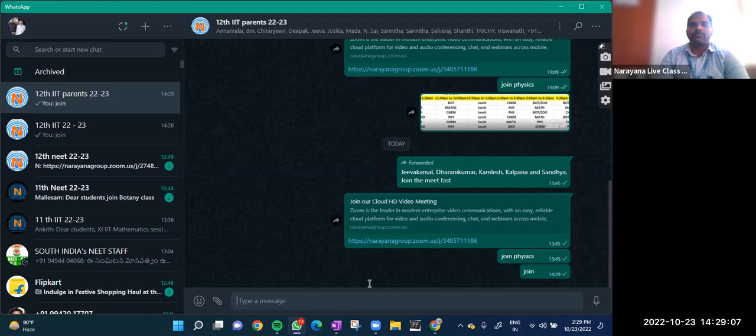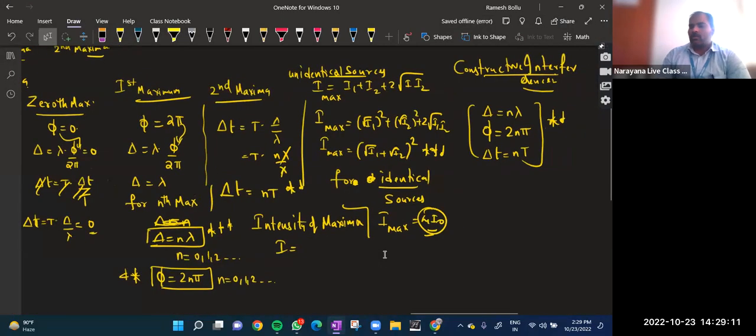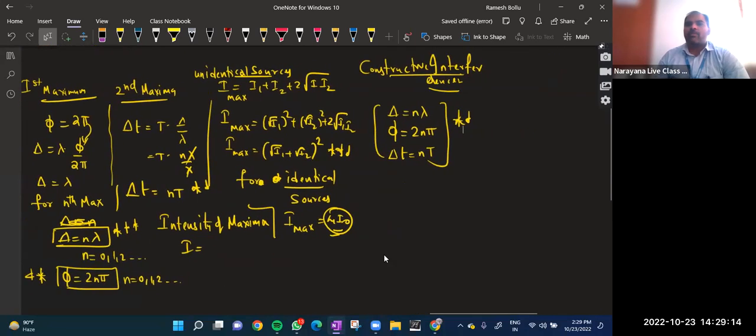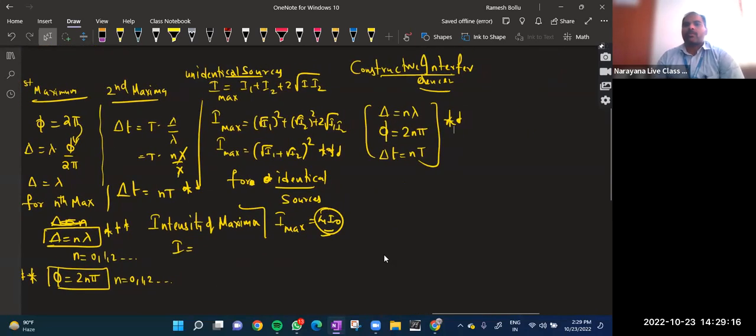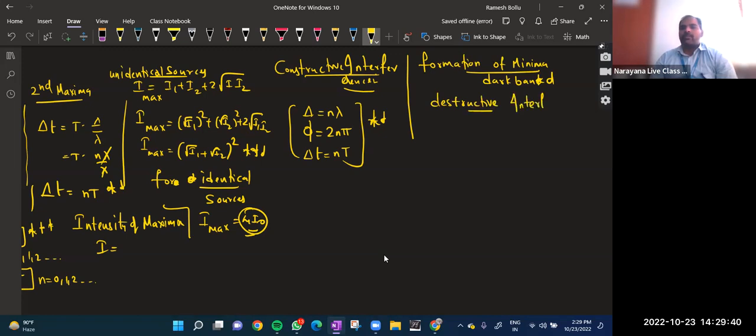Okay, so I hope you all understood the constructive interference. Now, formation of minima. What is that? What is another name of minima? Respond. Dark band also. Formation of dark band. That interference is what here? Destructive interference. Destructive interference.